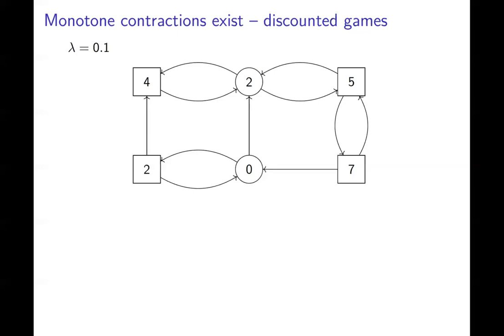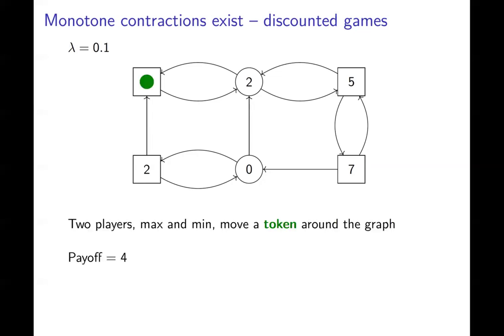These functions are interesting because they do exist in practice, and a motivation for this comes from discounted games. Here we have the discounting factor as 0.1, so it must be strictly below 1. And this discounted game is a game that takes place in a graph, and we have two players, max and min, that move the token around in this graph. And max corresponds to the box-shaped vertices, while min corresponds to the circle vertices.